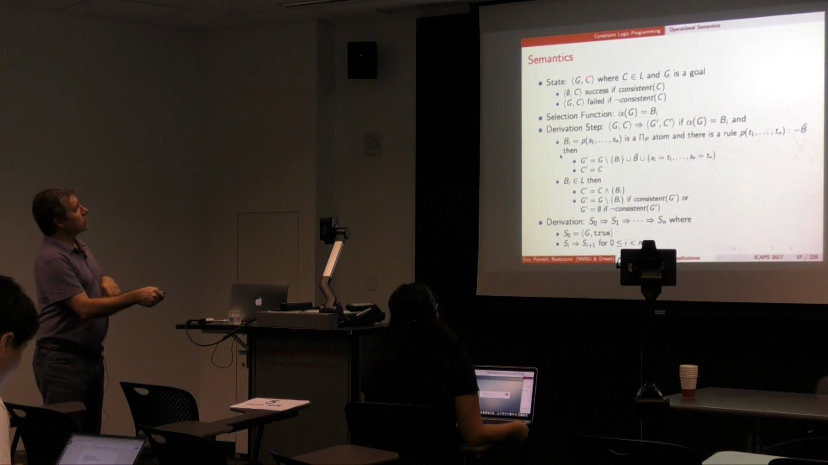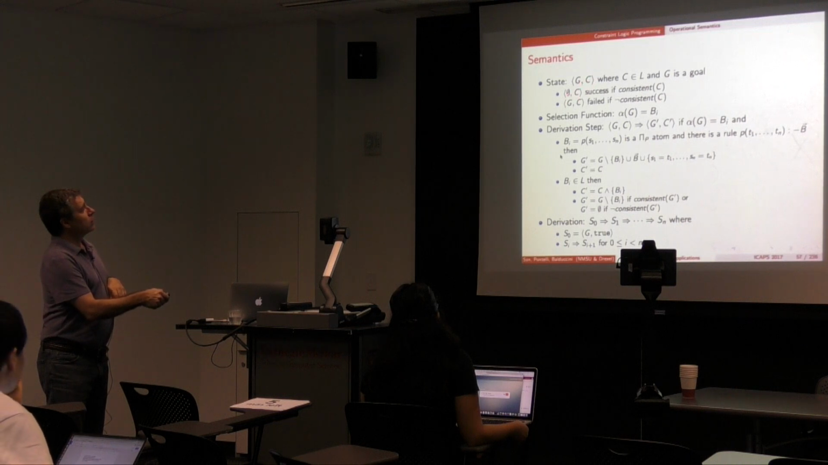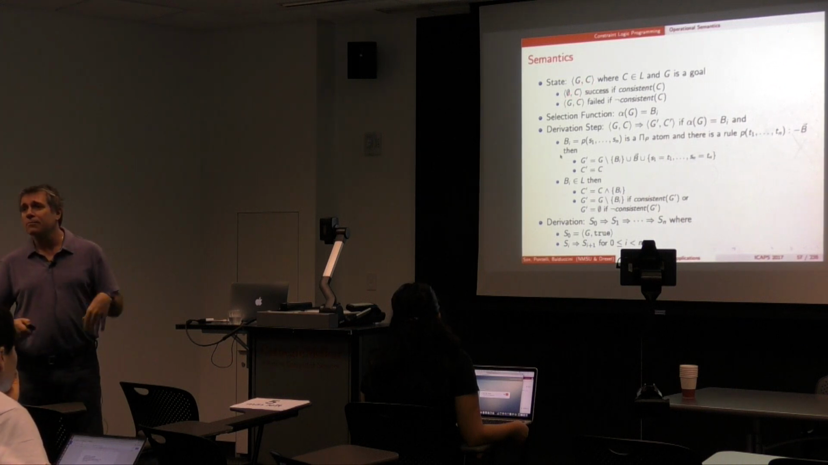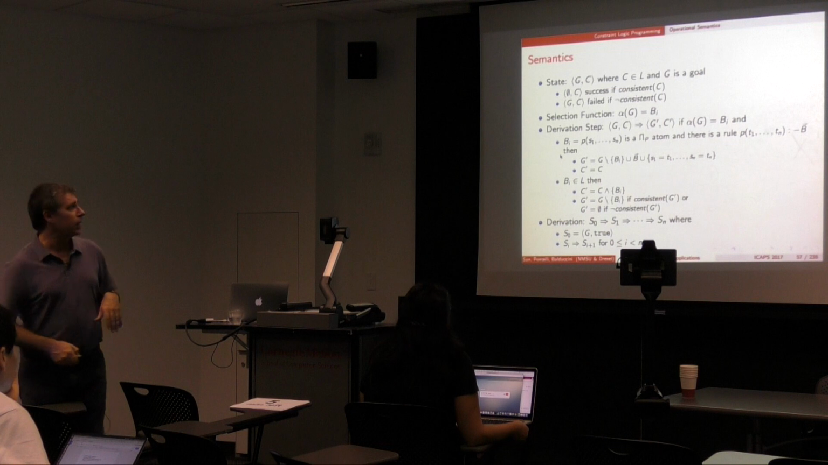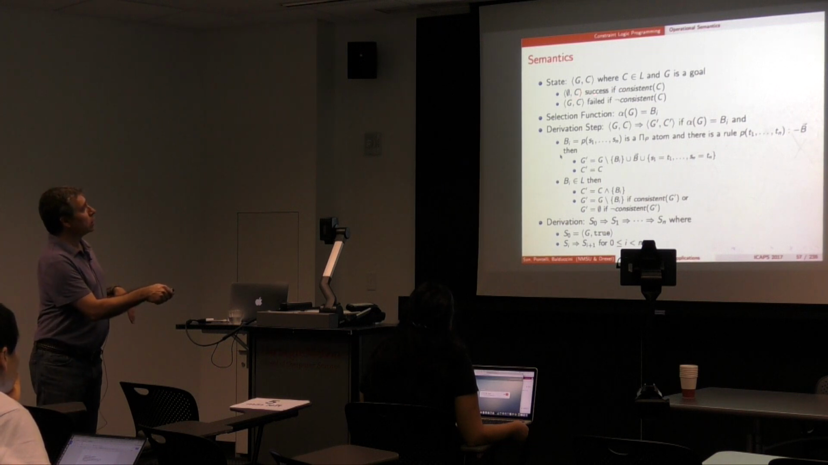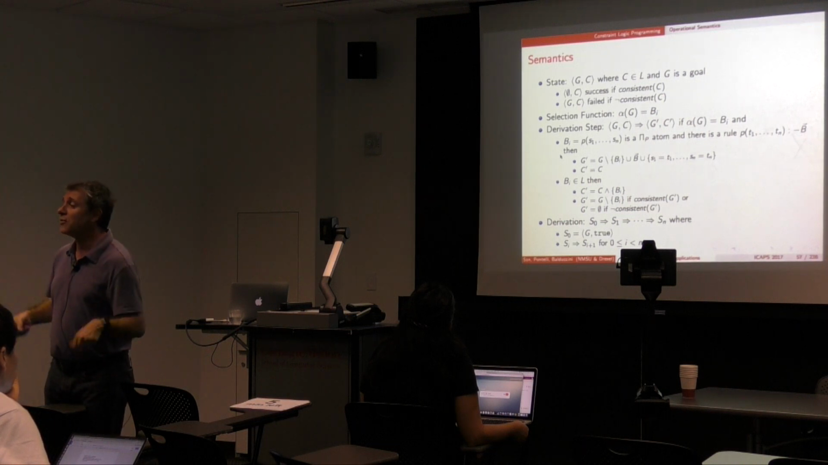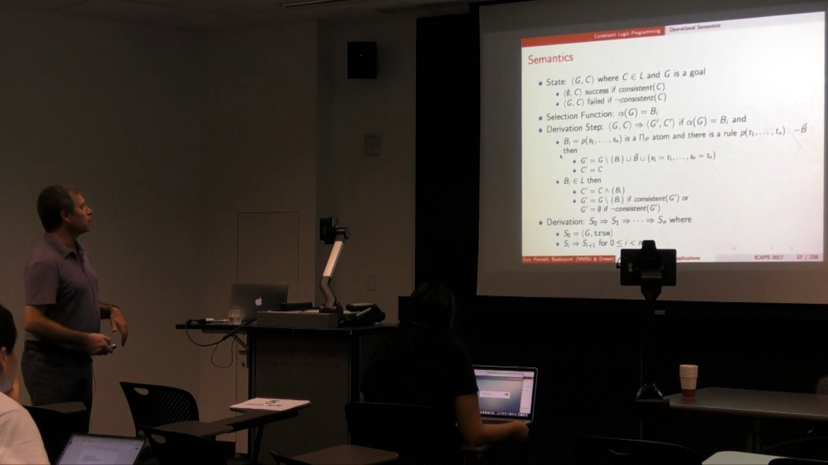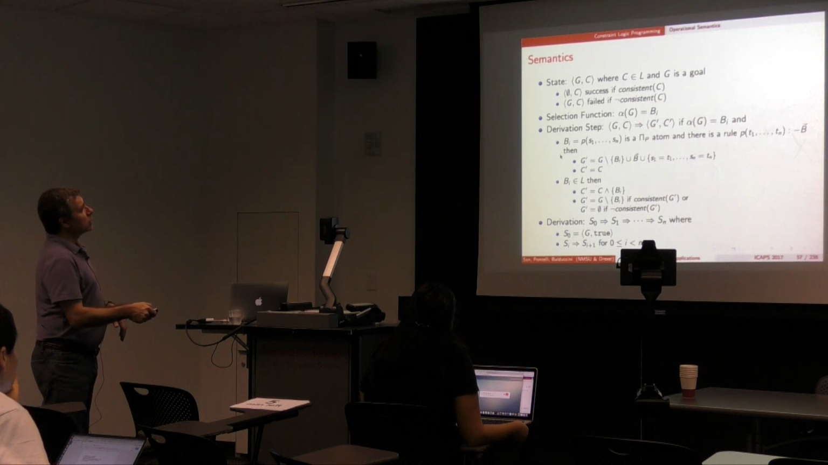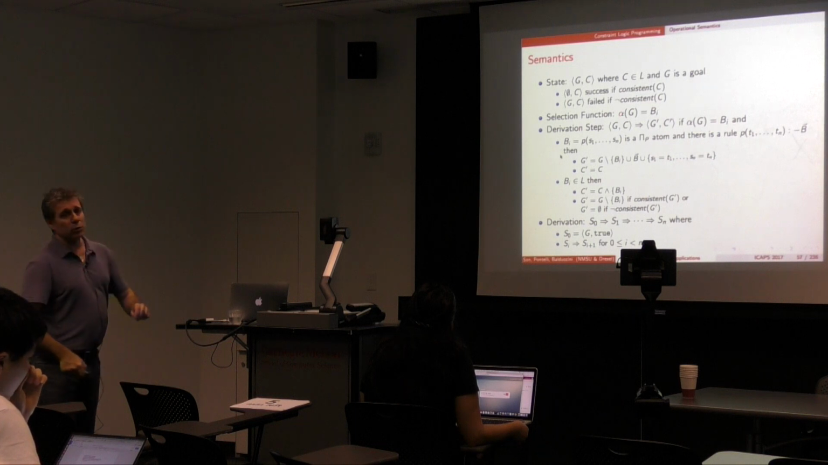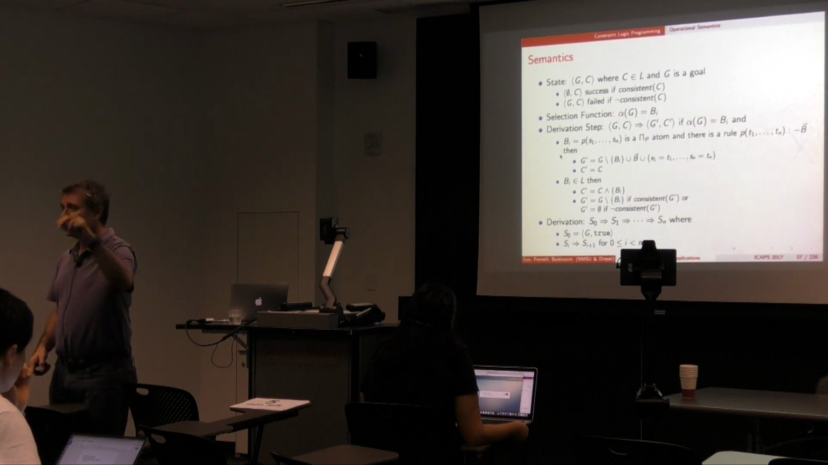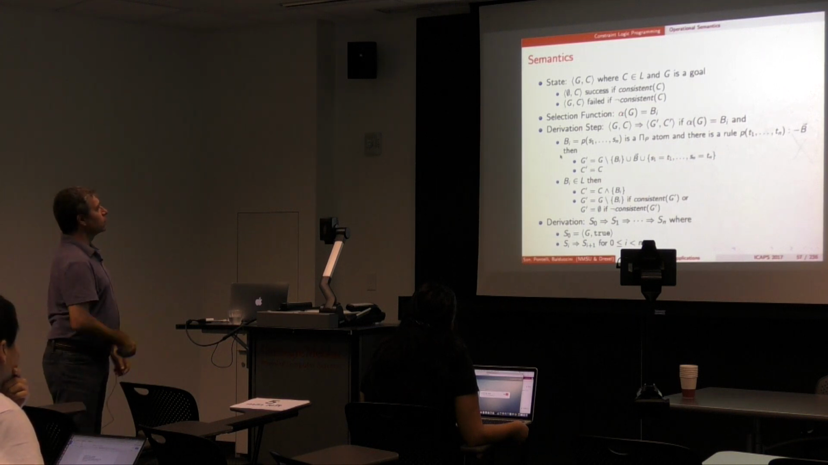This state is going to be successful if I run out of goals, which means I've determined that all the goals have been satisfied. And of course, the constraints that I've accumulated must be consistent. On the other hand, if at any point in time the constraints that I'm accumulating become inconsistent, then of course I'm failing, because it means that there is no solution. We assume that given a goal, there is actually a function that allows me to select what is the next element that I want to resolve. Let's call it alpha, the selection function.